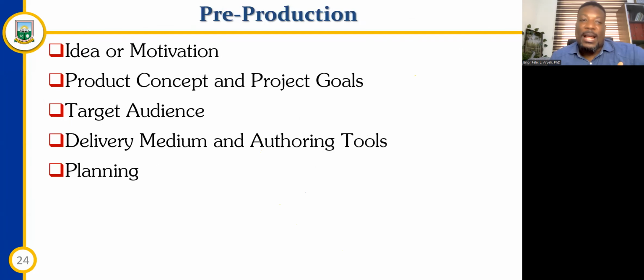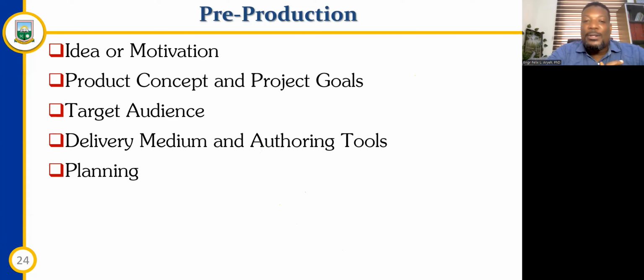So for the pre-production, these are the things that are always kept in mind. The idea or the motivation, the product's concept and the project goals, the target audience. So which people are we going to target? Is it going to be kids? If you are coming out with a multimedia production, maybe a cartoon for kids, the target audience is going to be kids. So the delivery medium, how is it going to be?